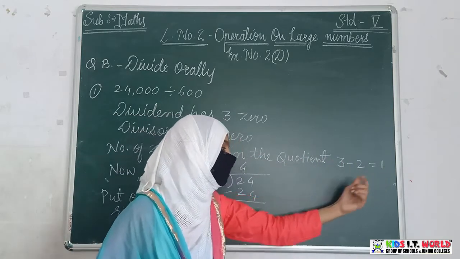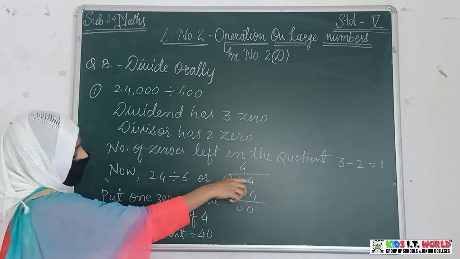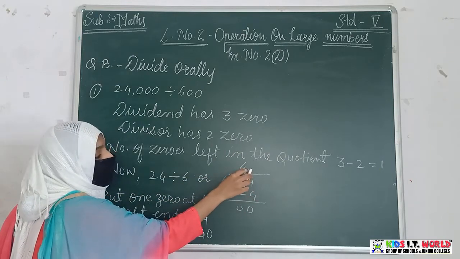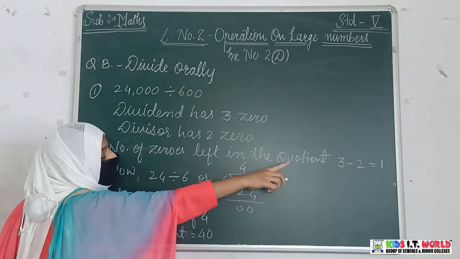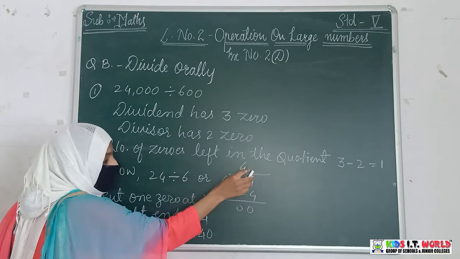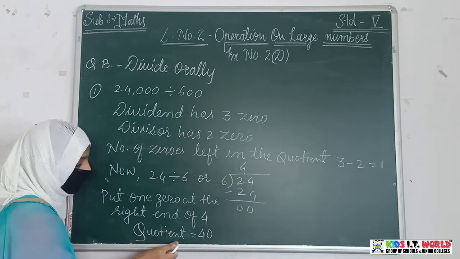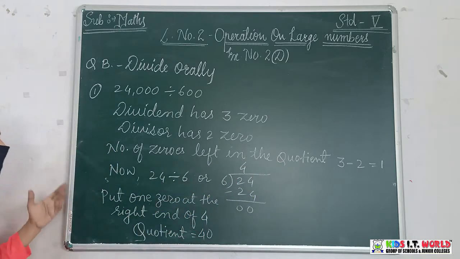We got 1 zero. So whatever answer you get after dividing the number, you have to put the zeros there. So what is the answer? 1 zero you have to put with the 4. So our quotient will be 40. Understood? In this way you have to solve the other example.